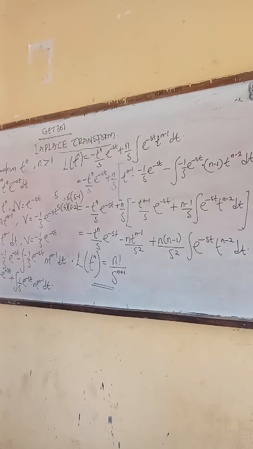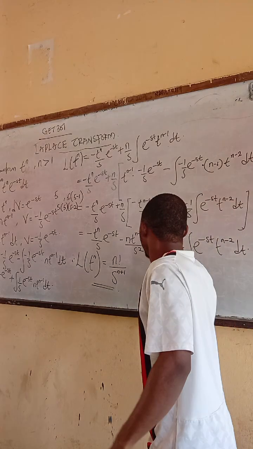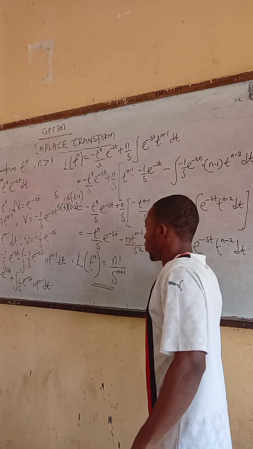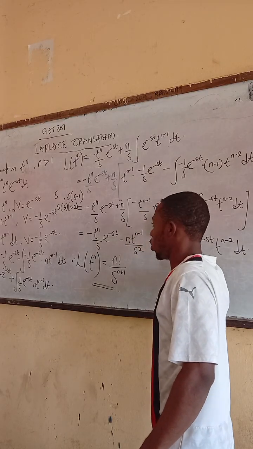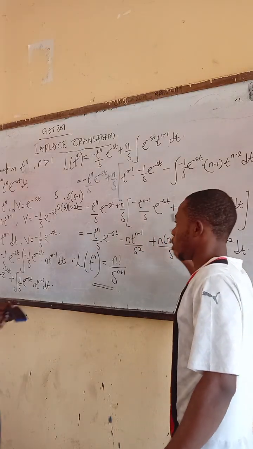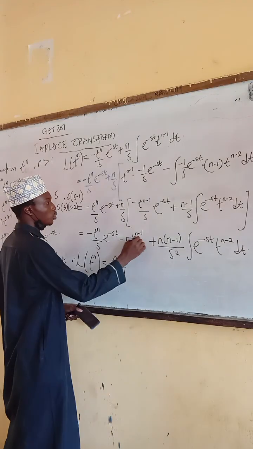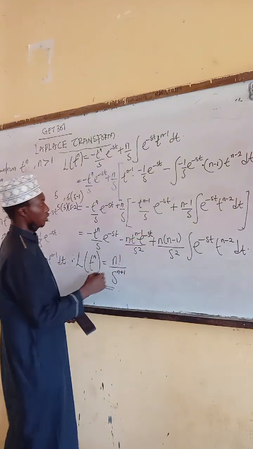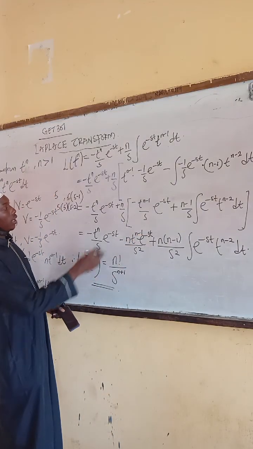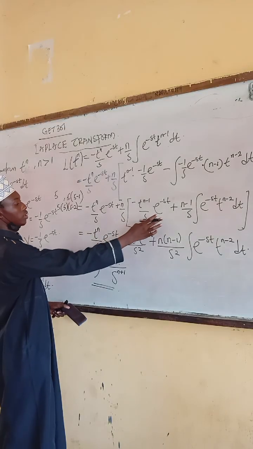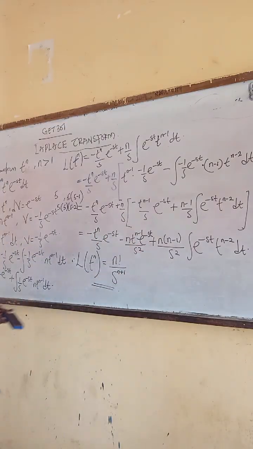Can we continue? Okay, I have questions. Okay, yeah. Okay, thank you. Yeah, I'm supposed to put exponential minus st here. Yeah, this one times this. Yeah, thank you.